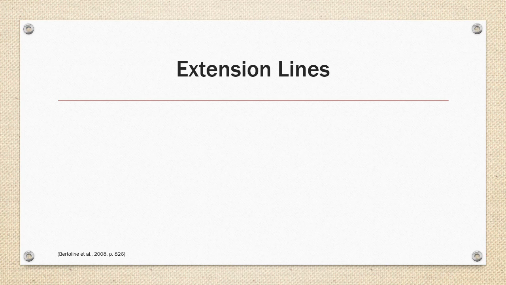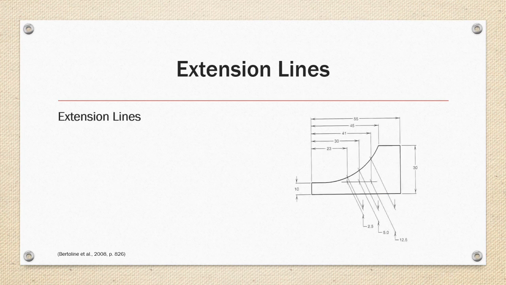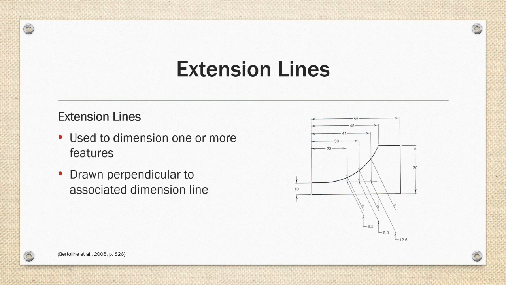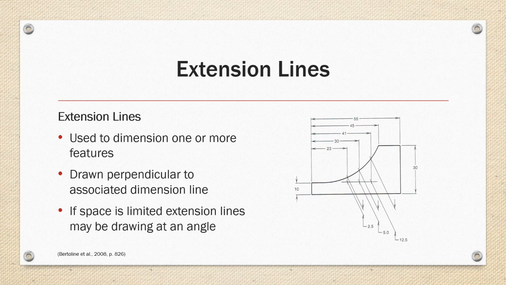Extension lines. Extension lines are used to dimension one or more features and are typically drawn perpendicular to the dimension lines, but they may be drawn at an angle if space is limited, as shown in the example on the right. Although this method would be highly discouraged, and it'd be more fitting to have an alternative view so that you can avoid this method.